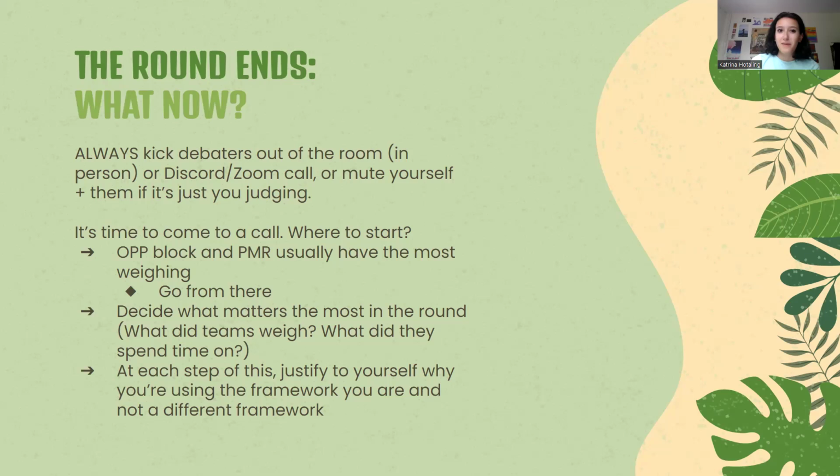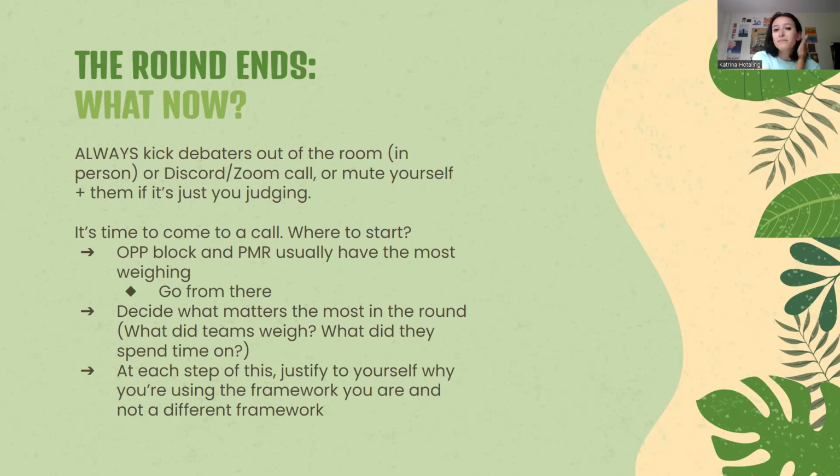First, you should always kick debaters out of the room in person, or if you're on Discord or Zoom, kick them out of the call, or mute yourself and mute them, but don't listen to them talk while you're giving a call. It's going to influence your decision in a lot of cases, and it's also just weird optics. Don't do it. Kick them out or mute them and turn them off. Okay, you've done that. It's time to come to a call.